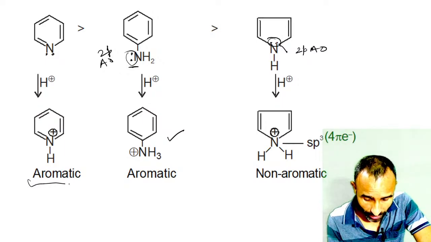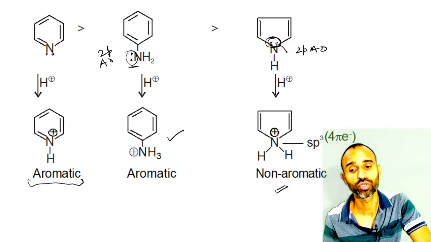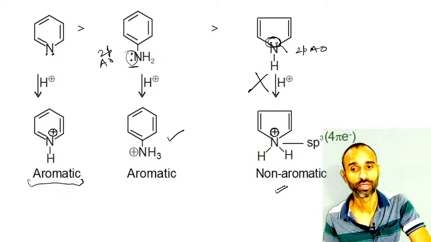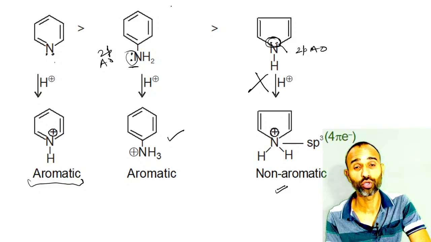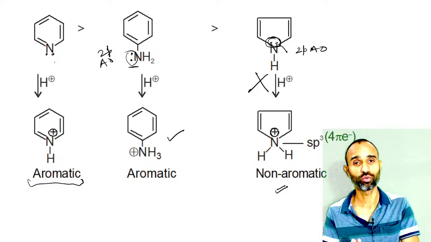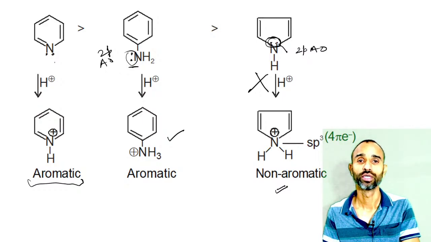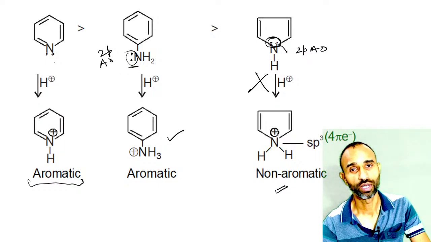If it donates, it remains aromatic, but if by chance pyrrole donates this lone pair it becomes non-aromatic, and that is not possible. These two, pyridine and aniline, both remain aromatic even after losing that lone pair, but pyrrole will not afford to donate, because if it donates this lone pair it becomes non-aromatic. So that is not feasible.